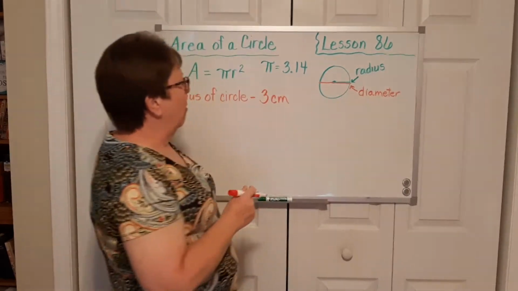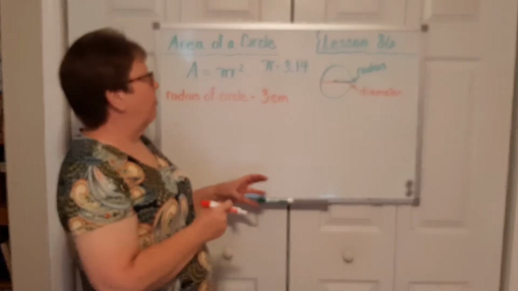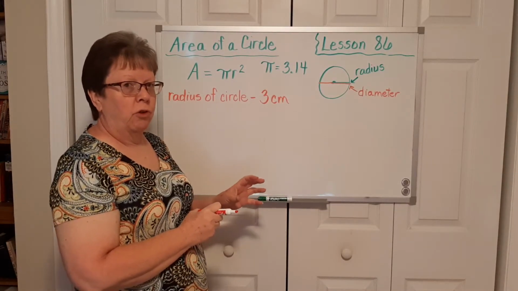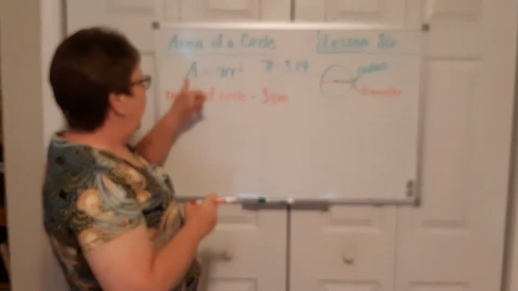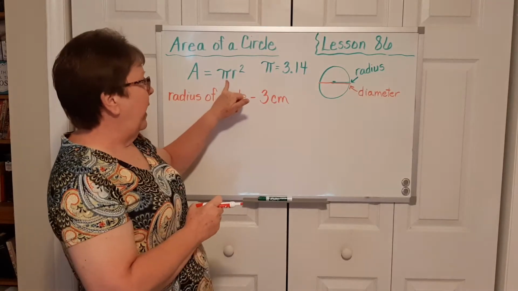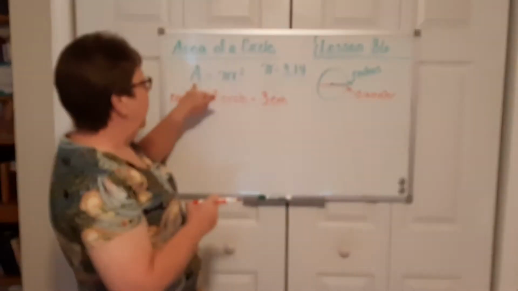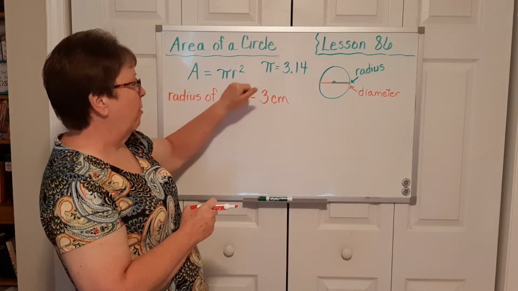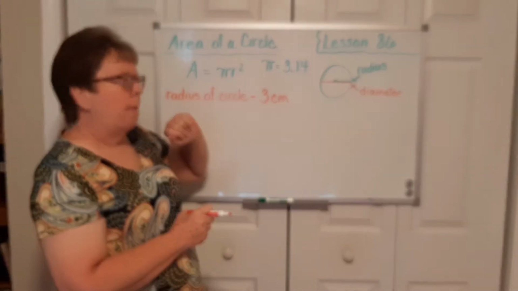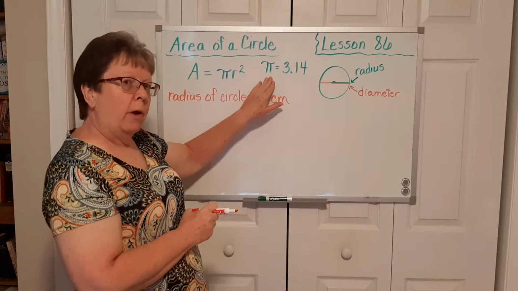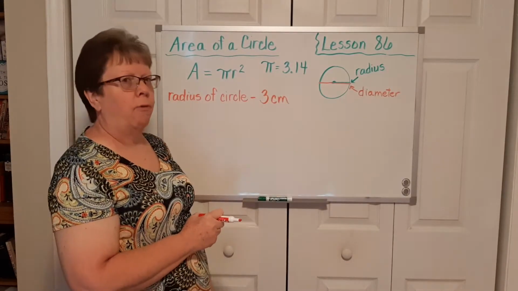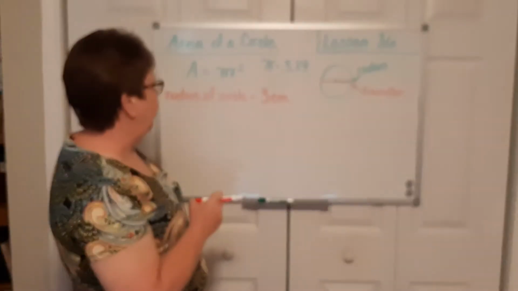Okay, here's our formula for finding the area of a circle, and it would really be helpful if you wrote this in your flip chart. Area equals pi times radius squared. Let me say that again. Area equals pi times radius squared. And just to remind you, you may want to write this next to your formula: pi is equal to 3.14 for what we're going to do today.